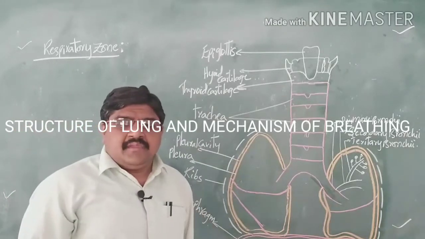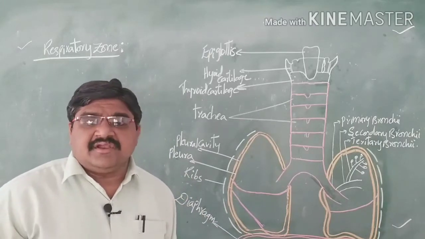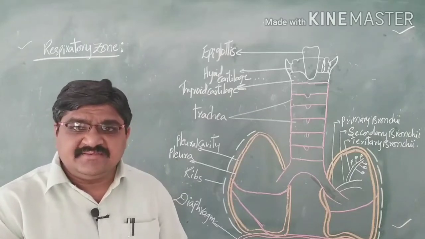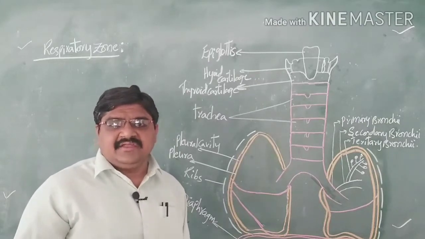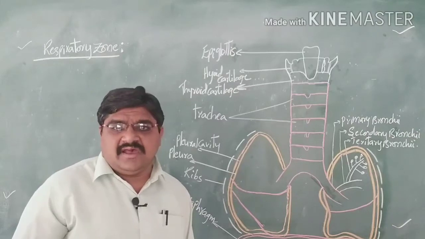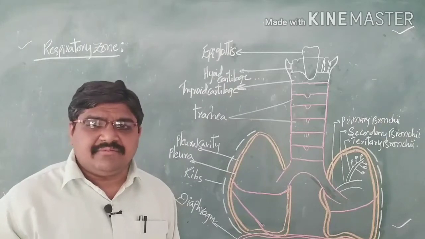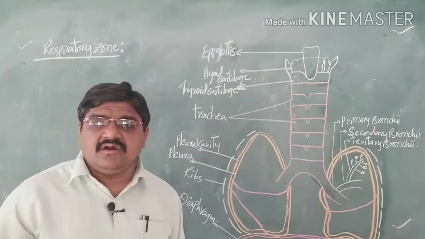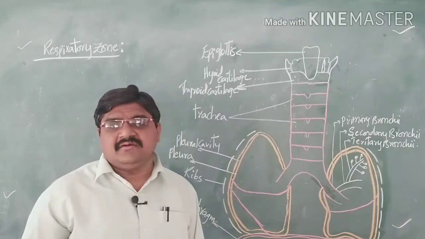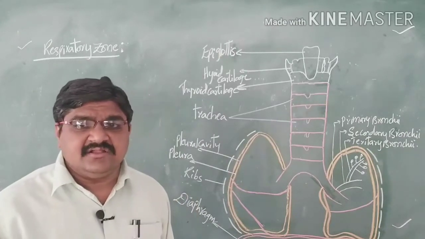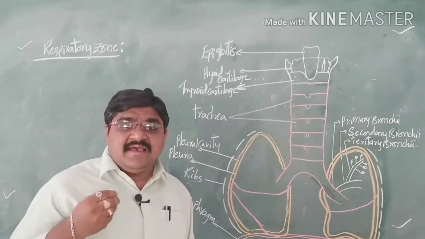Good morning, students. In the last class, we discussed the conduction zone, where we studied the nostrils, a pair of nostrils, nostrils to the pharynx, pharynx to the larynx. The larynx is also called the voice box. Why is it called the voice box? Because the vocal cords are present here. Due to the vibration of the vocal cords, sound is produced. So this larynx is also called the voice box. That means voice is produced due to the presence of the larynx only.